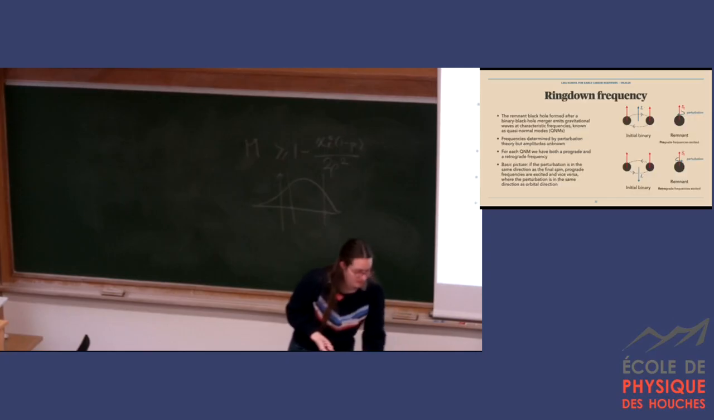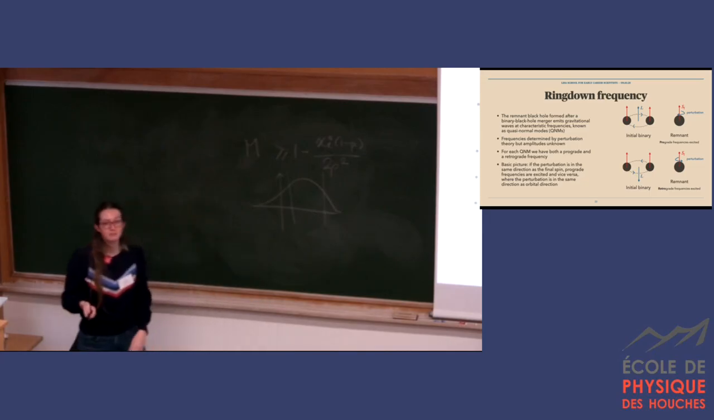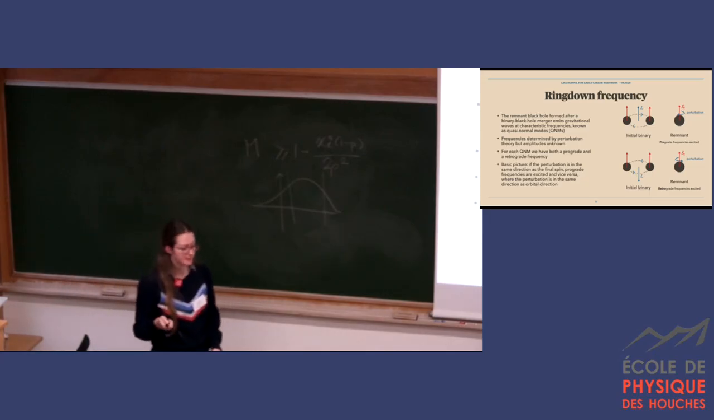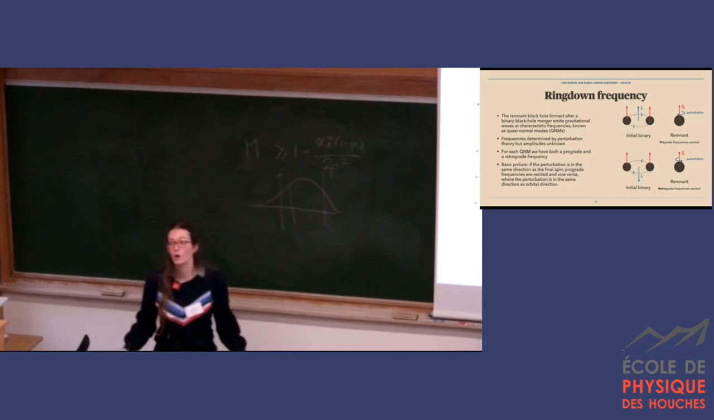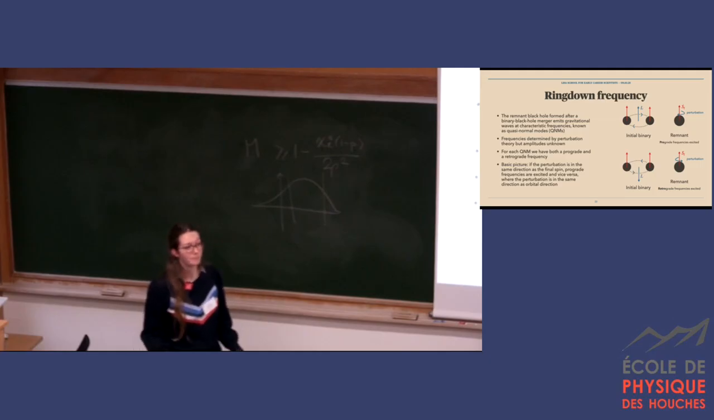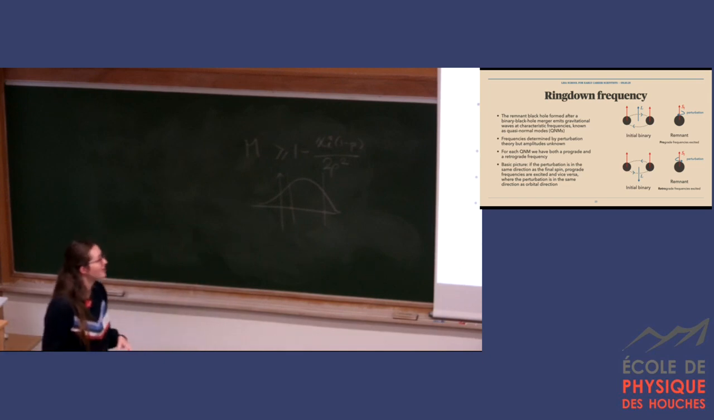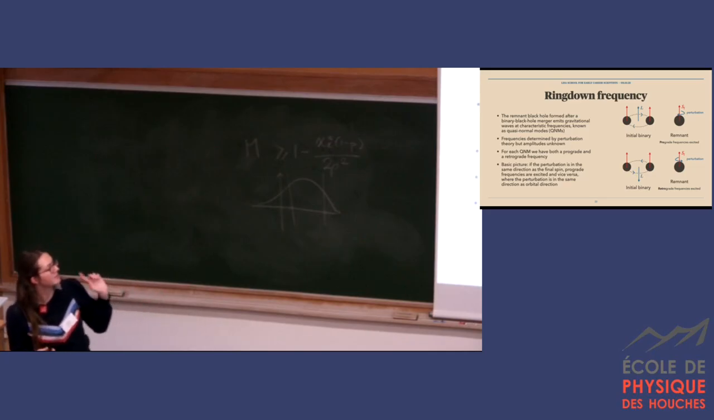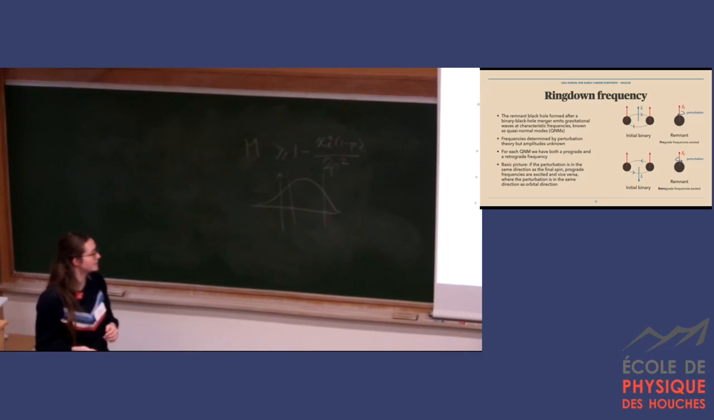Okay. So now, what does it mean for the final part of our system that is still processing while it is ringing down? A quick recap from what Marta was talking about yesterday. We have our two black holes. They merge. They form a single black hole, which is a perturbed Kerr black hole. It emits gravitational waves at characteristic frequencies, known as quasi-normal modes. The frequencies of these modes can be determined by perturbation theory, but the amplitudes of them are unknown, and that information has to come from numerical data.